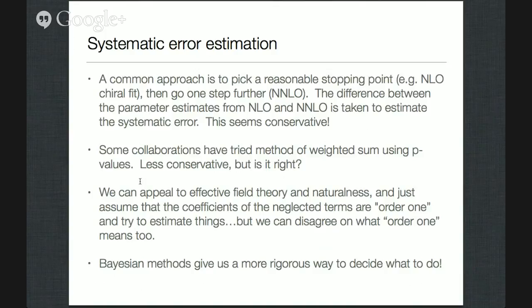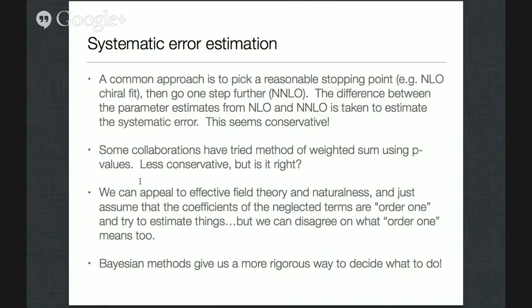Some people have tried a less conservative approach, which is to do multiple fits like this and then combine them in some weighted way. Say, all right, these fits have certain p-values, I'm going to weight them by the p-values and combine them. That's less conservative. Is that really the right thing to do? I've never seen a rigorous justification of that, but I'll talk about that in the Bayesian approach.